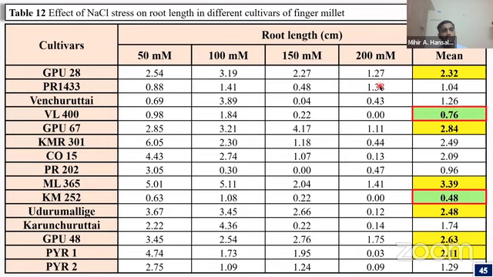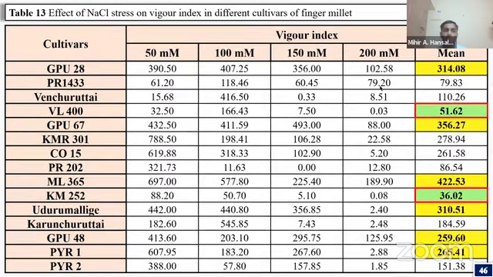Table 12 shows the effect of NaCl stress on root length, where GPU 28, GPU 67, ML365, Udurumaliji, PYR1, and GPU 48 all show a root length of more than 2 centimeter, where VL400 and KM252 show the lower root length. For the vigor index, the same cultivars described earlier show a vigor index of more than 220, and VL400 and KM252 show a vigor index lower than 60.